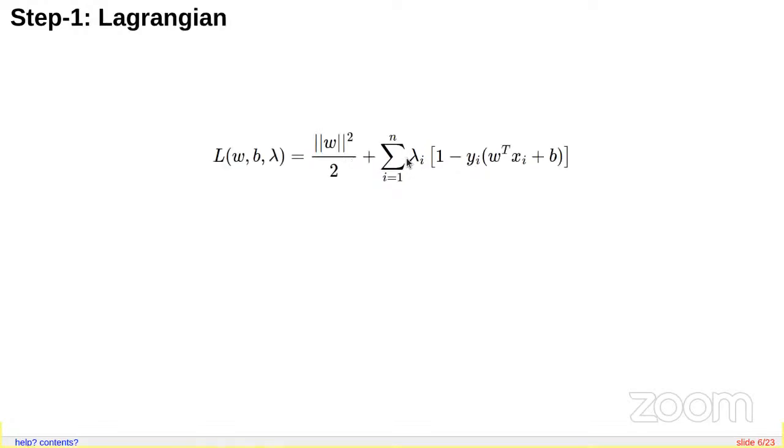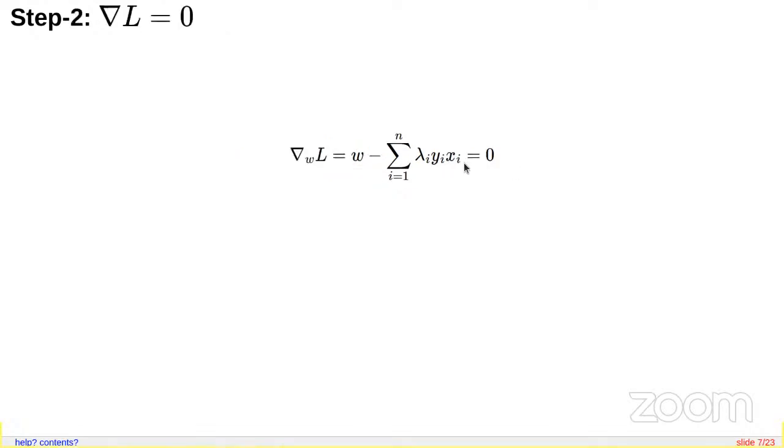The second part is quite simple. This is just minus yi W transpose xi, right? So if we differentiate it with respect to W, I just get minus yi xi. Okay, and the lambda is anyway there. So that is how I differentiate with respect to W, and this has to be 0. So this gives us a simple expression for W as a summation over all these n data points. You weight the feature vector by its label and some Lagrange multiplier lambda i. Okay, this is step number 2.